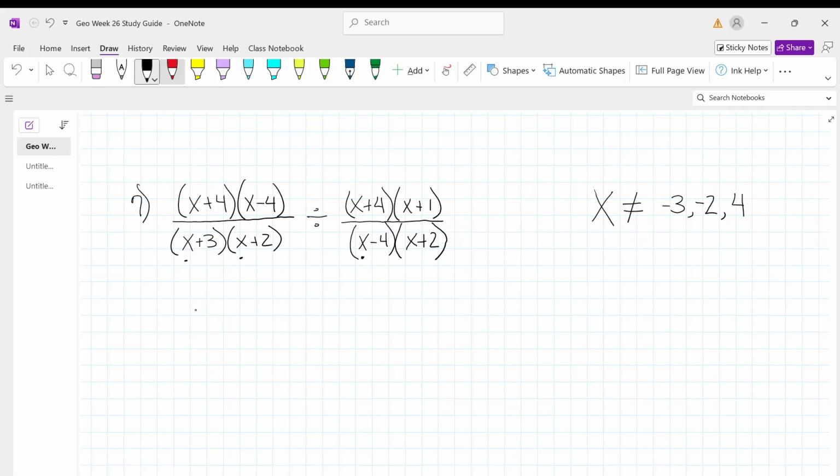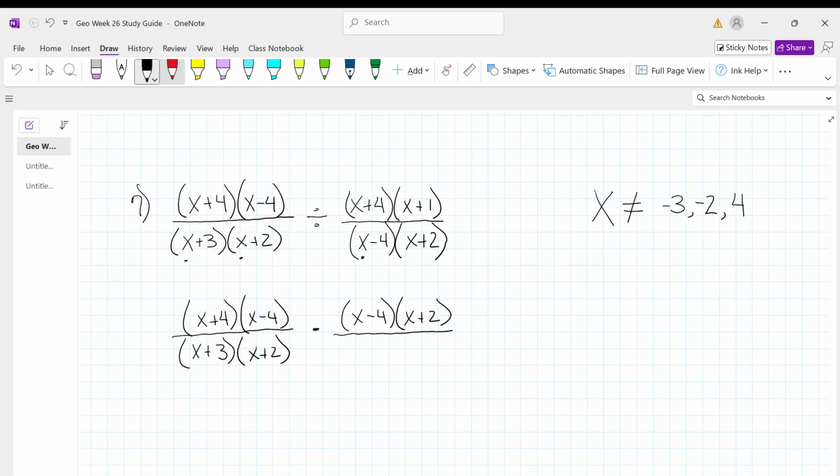So now, unfortunately, we're going to rewrite this thing. So x plus 4 times x minus 4 over x plus 3 times x plus 2, all of that being multiplied by x minus 4 times x plus 2, and our final denominator is the x plus 4 times x plus 1.